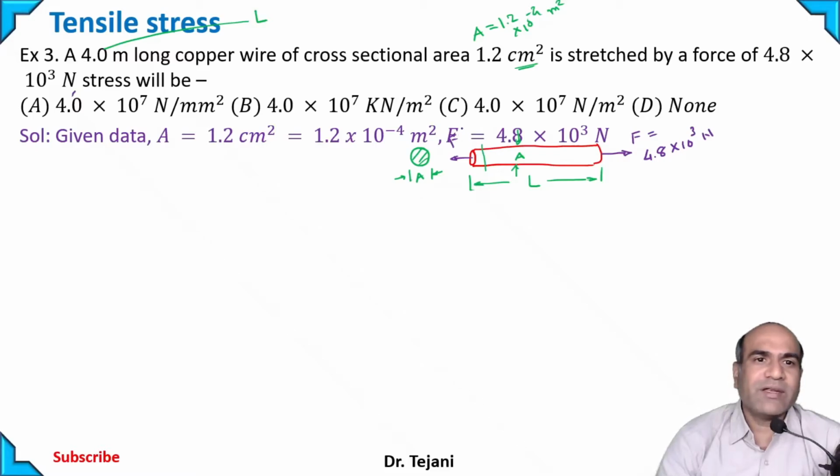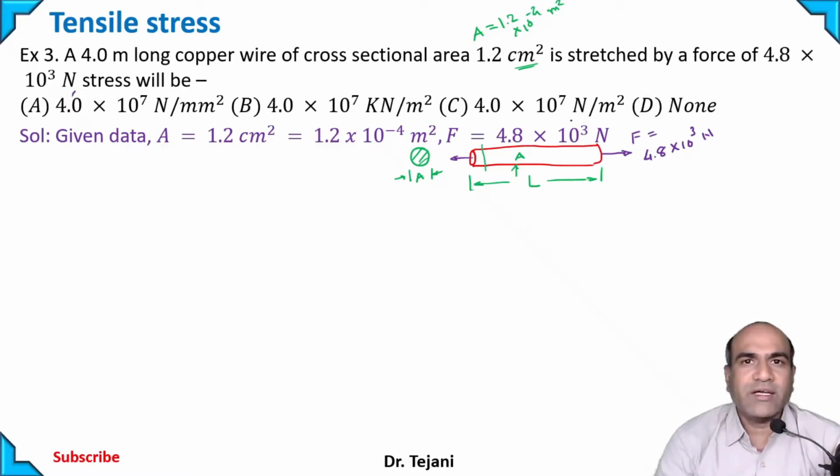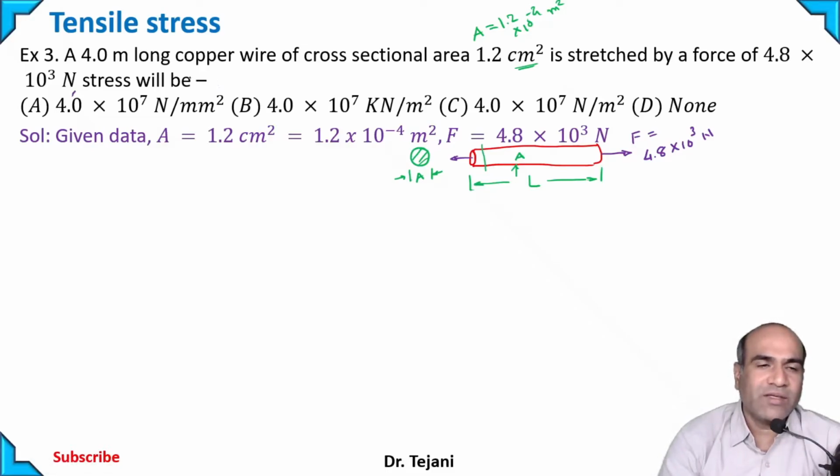Here in the given data, we already identified the area is equal to 1.2 centimeter square. We need to convert this into 1.2 multiplied by 10 power minus 4 meter square. When we have this conversion, second is the force. What force is applied? 4.8 multiplied by 10 power 3 Newton, and also we have the length. Fine. Now we need to find the stress.